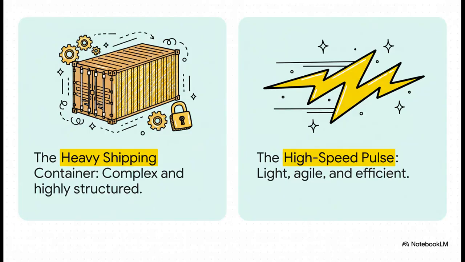The best way to think about it is like this. On one side, you've got the heavy shipping container. It's massive, it's complex, it's super structured. It's built to hold a ton of information in a really, really organized way. But on the other side, you have a high-speed pulse of pure energy. It's light, it's agile, it's efficient, and it's designed for one thing and one thing only: speed.